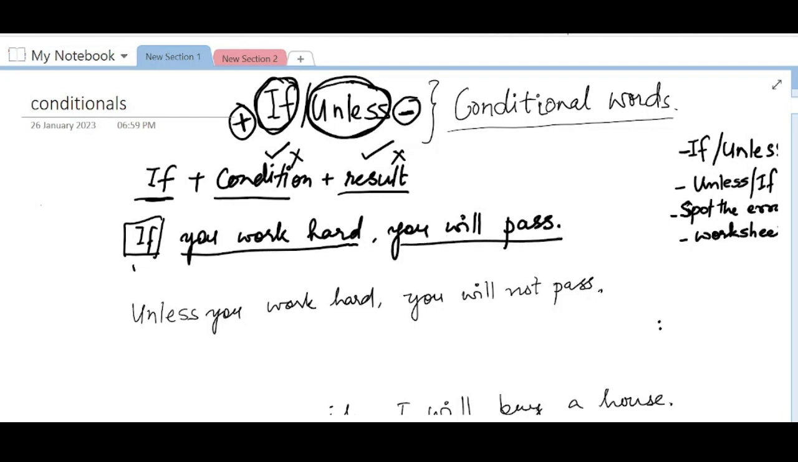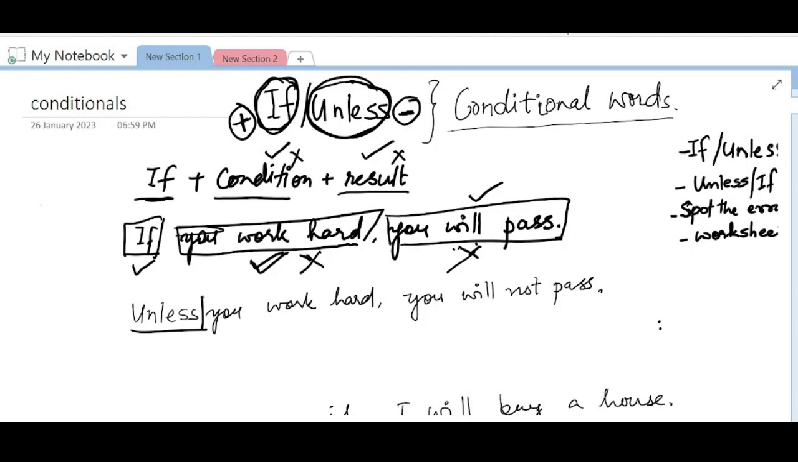Now, if is a conditional word, and what is the condition? The condition is working hard. If you work hard, this is the condition. Then what will be the result? You will pass, right? If this condition is fulfilled, then you will get the desired result, that is, you will pass. If you do not work hard, then you will not get the desired result. It means that if you're not fulfilling the condition, you will not pass. Right? Understood?